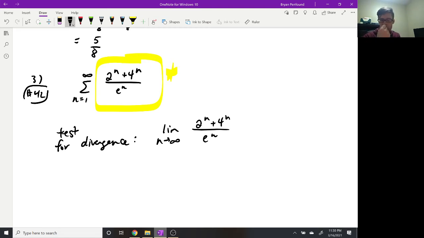We could try using L'Hopital's rule and see what happens. Is that going to be a helpful thing? That's going to give us what? Ln 2 of blah plus ln 4 of blah over the same thing. I'm not sure that's going to be super helpful.